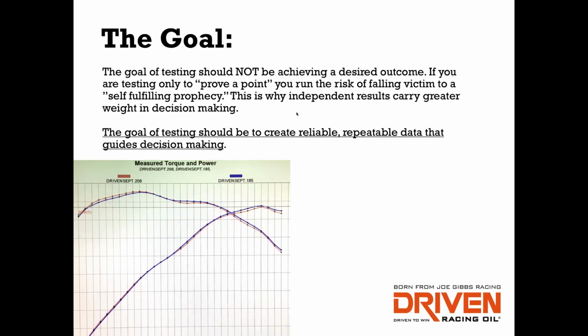The goal of testing should not be achieving a desired outcome. Let me say it another way. If you're trying to do a test just to prove a point, you're really not testing. What happens is the self-fulfilling prophecy. If you're trying to prove a point, what will typically happen is subconsciously you'll organize the test and run the test in a manner to try to prove something.